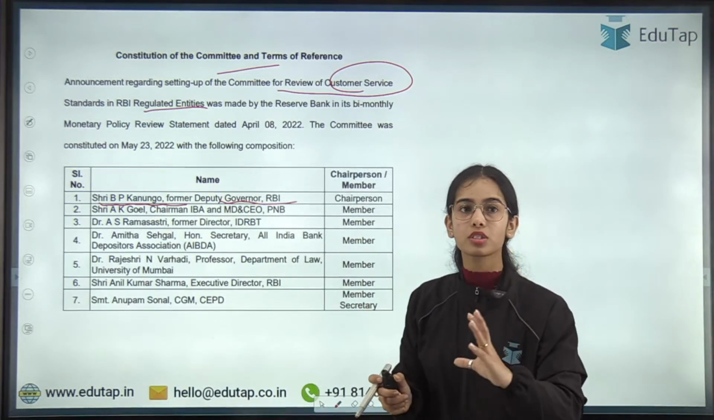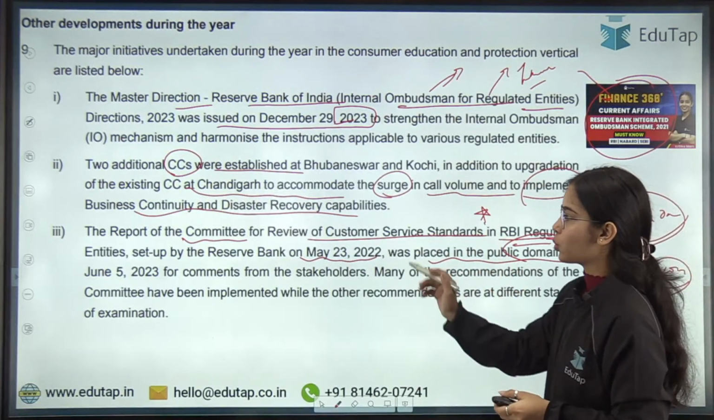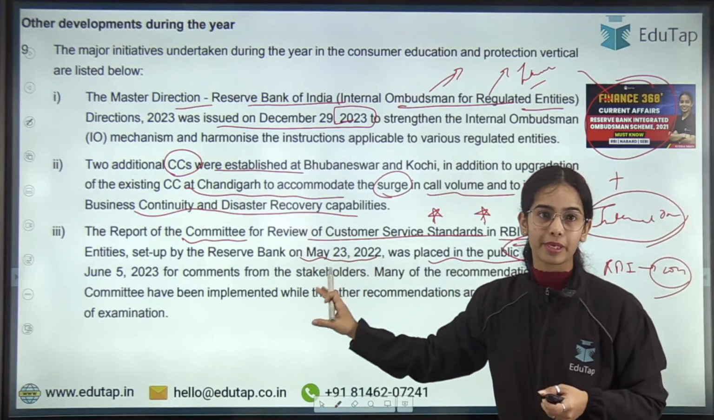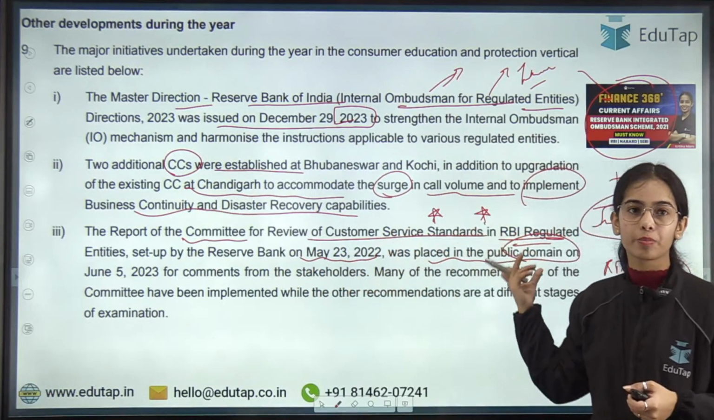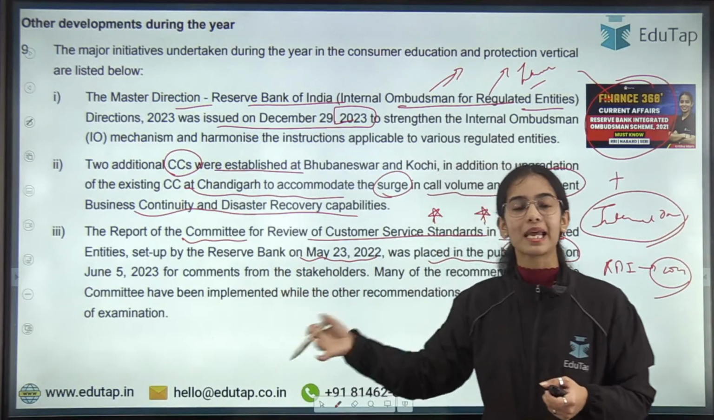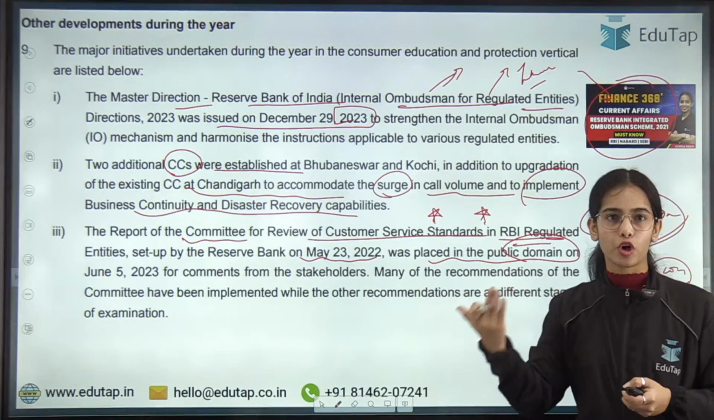So this committee was established. The report of the Committee for Review of Customer Service Standards in RBI regulated entities was set up by RBI in May, and its report was released in the public domain in June 2023 for comments, and many of the recommendations from this committee have been accepted by the RBI.